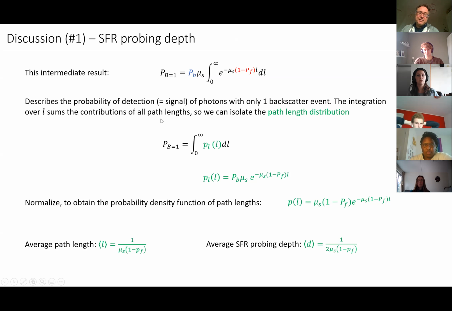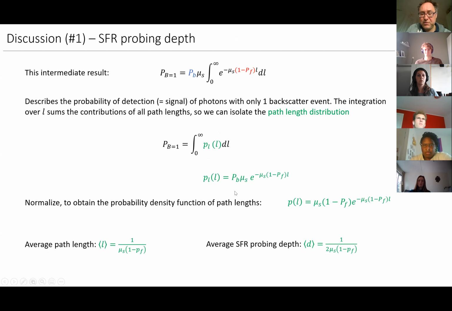Again, this describes the probability of the signal of detection of photons with only the one backscatter event. But as you can also see, this integral runs over L. So it is a function somewhere in here that runs over L. That means that whatever is in the integral is actually the path length distribution. So we can isolate from that the path length distribution of photons that have been backscattered only once.